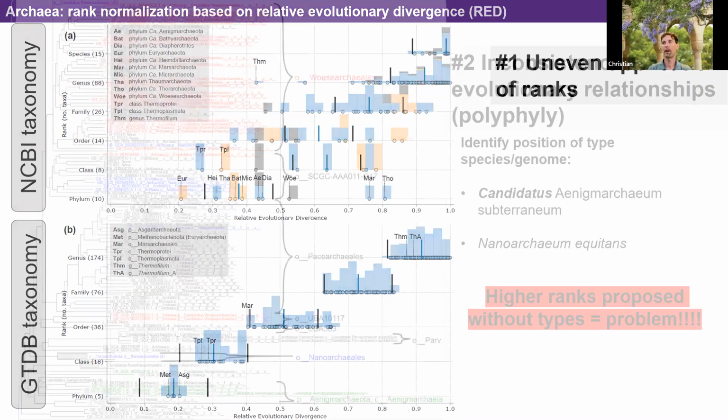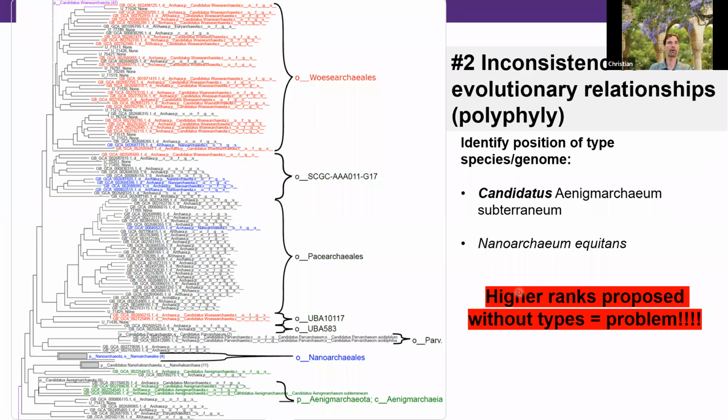The next one we have is inconsistencies with evolutionary relationships, right? And that is really where a lot of hours of manual curation went in, because the only way to resolve this is to actually open the tree. We work with ARB a lot. And then what we have to do is first find the type, the type material. In that case, we have here Candidatus Enigmarchaeum subterraneum, down there in green. So we know the type material is in here. So that is actually the real Enigmarchaeota here, right?